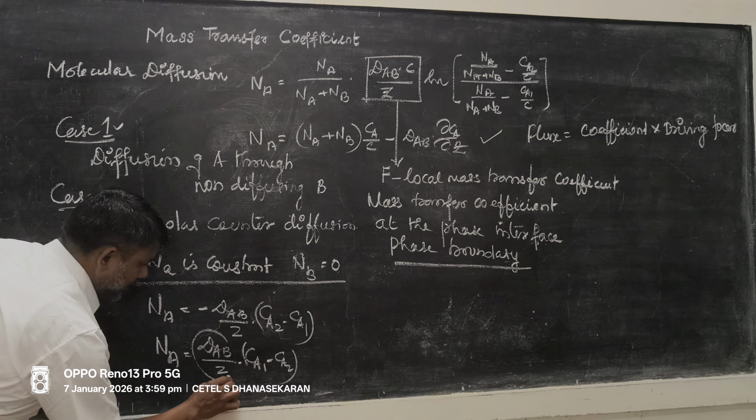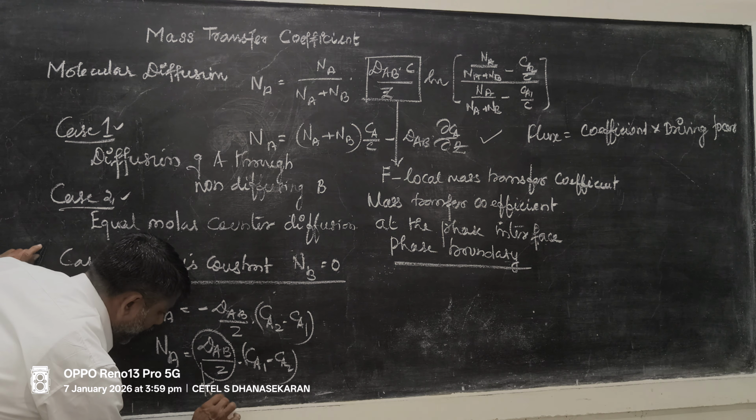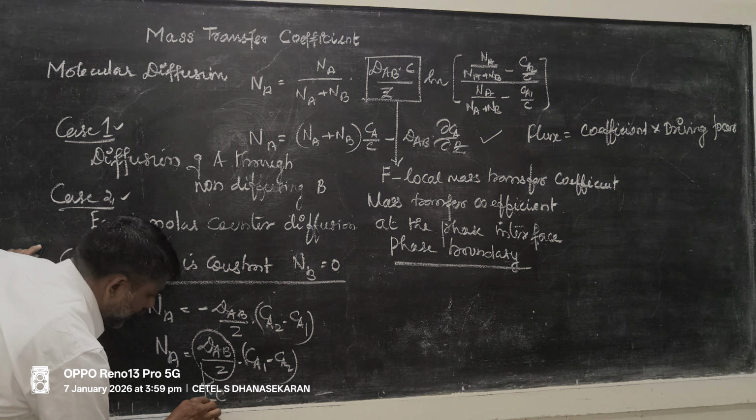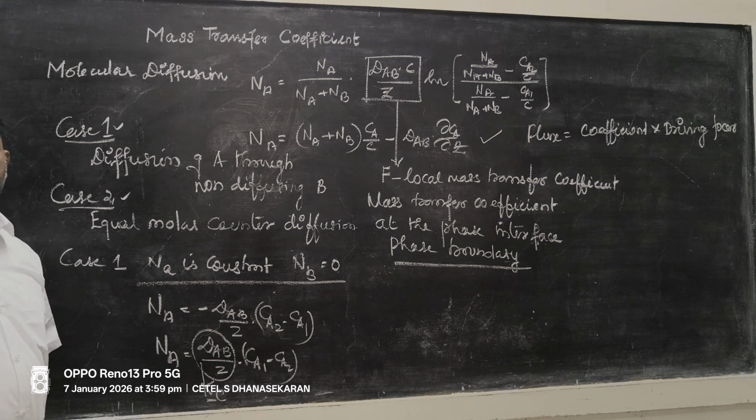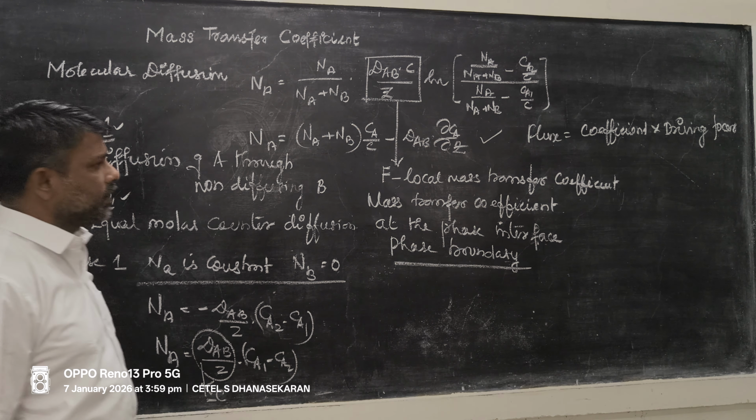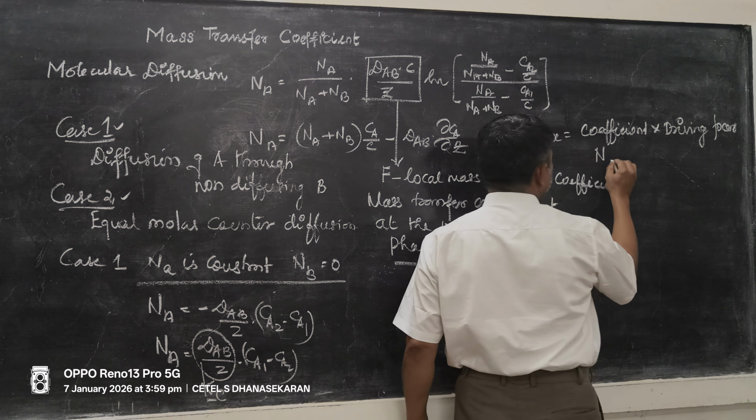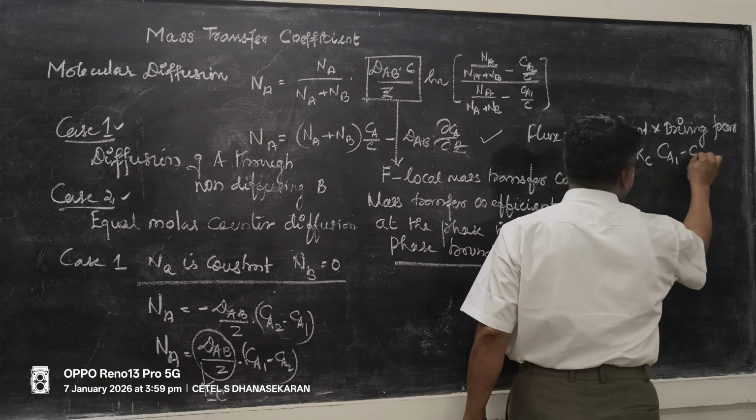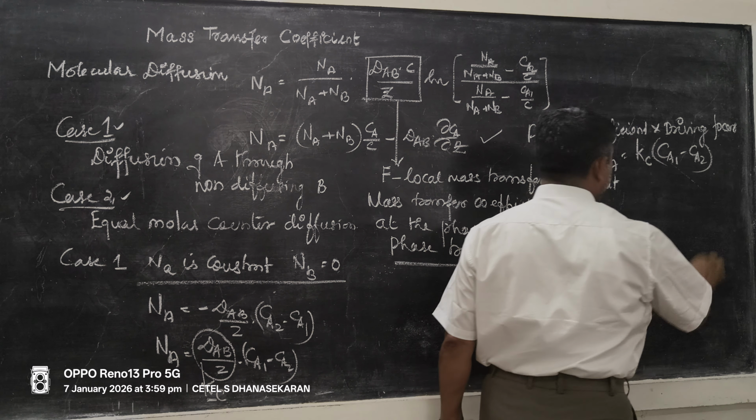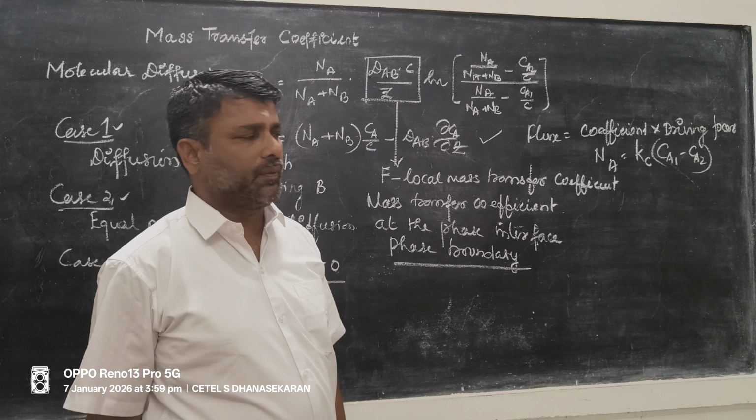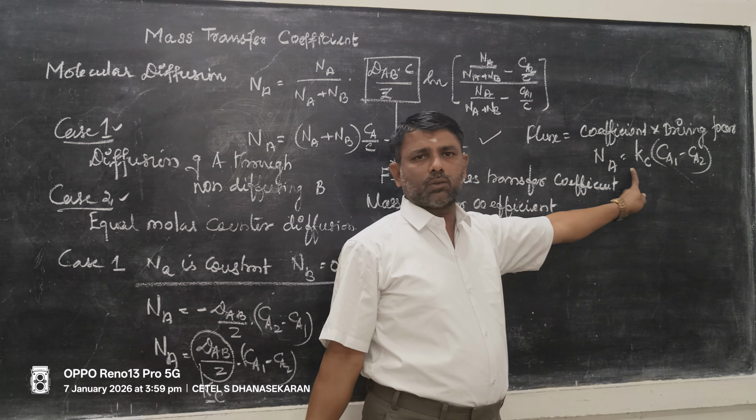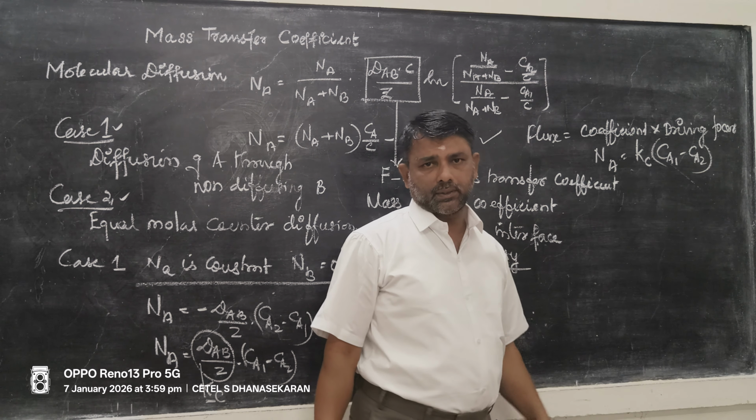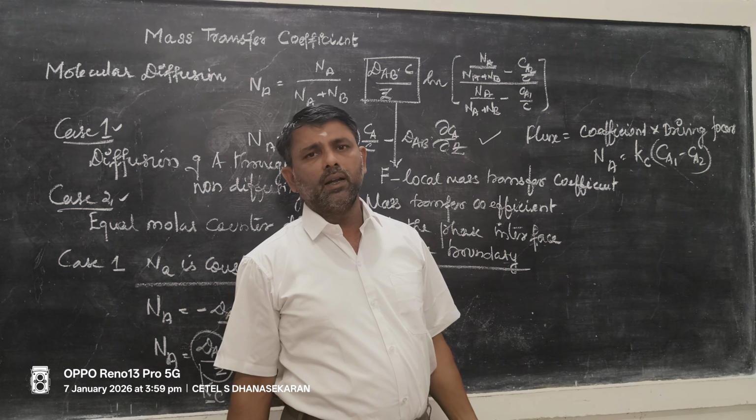In such a situation, now the flux NA is equal to coefficient DAB by Z. This is taken as small k suffix C. Small k indicates the local mass transfer coefficient. Now the equation is NA is equal to Kc into CA1 minus CA2. CA1 minus CA2 is the concentration difference, Kc is the mass transfer coefficient, and NA is the flux. This is the base equation for liquids.